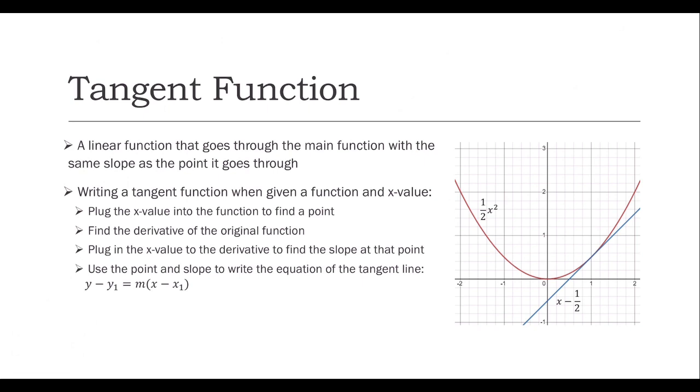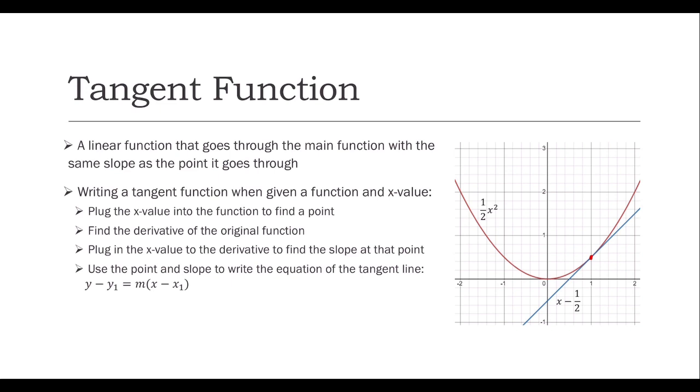A tangent function is a line that goes through the main function with the same slope as the point it goes through. So it'll touch one point, like in this picture here, and then your slope at that point exactly is going to be the slope of your line.